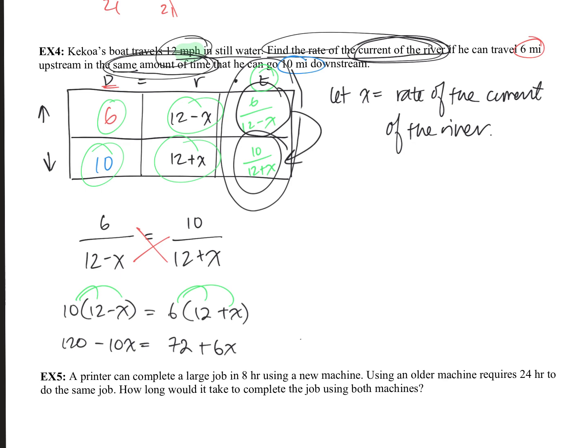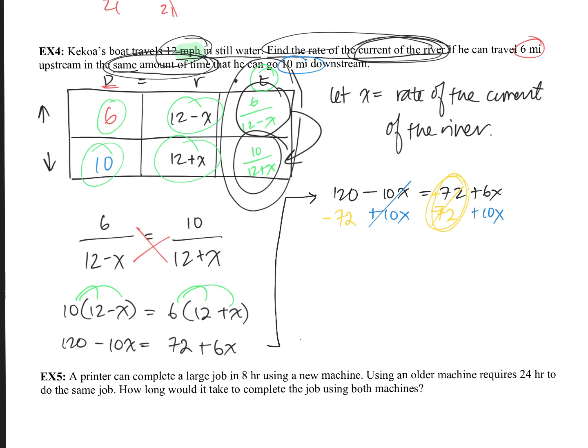All right, let's keep solving. Trying to get the variable x by itself. Let's go ahead and get the variable on one side, so we'll just choose to move the 10x to this side. And then to get the numbers on the other side, I'll subtract the 72 from both sides. Remember, we subtract because it's a positive 72. We're trying to cancel them out. That's why we're subtracting.